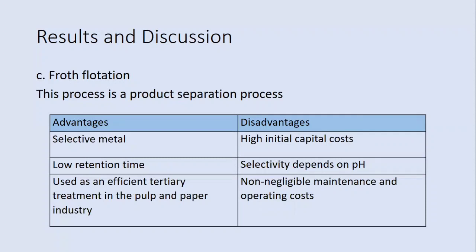And three, froth flotation. This process is a product separation process. The advantages of froth flotation: it is selective for metal, has low retention time, and is used as an efficient tertiary treatment in the pulp and paper industry. Then the disadvantages of froth flotation: there are high initial capital costs, selectivity depends on pH, and non-negligible maintenance and operating costs.